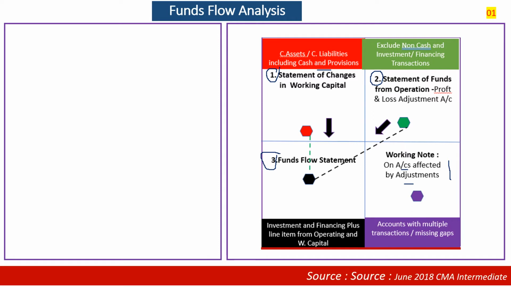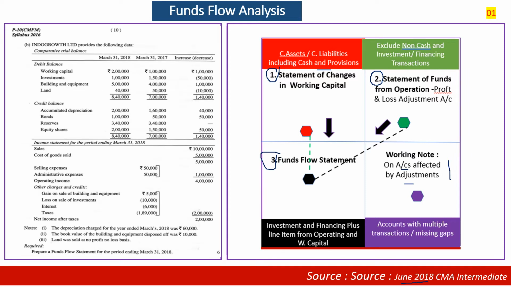Let us look into a problem which appeared in June 2018, which is slightly different. In this problem, they have given a trial balance which talks of working capital opening 1 lakh, closing 2 lakhs, and working capital increase is 1 lakh. And what the problem asks us is, please prepare a funds flow statement for the period ended 31st March 2018. Then they have given an income statement.